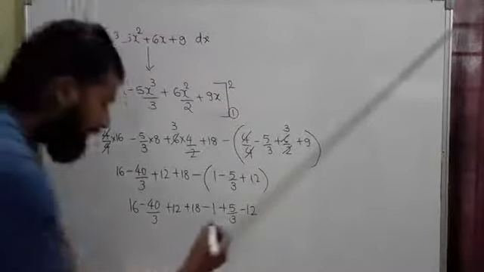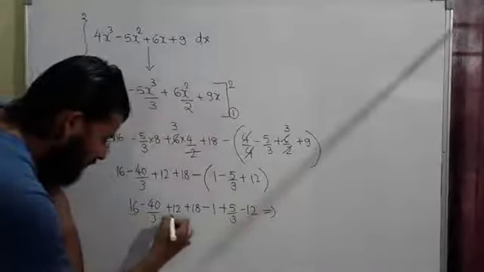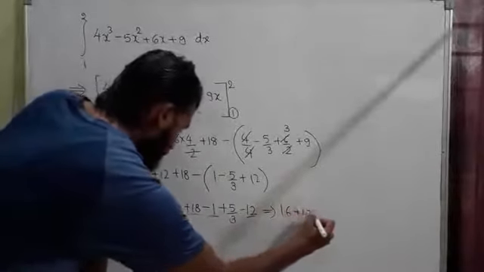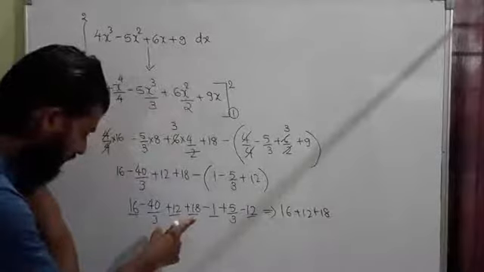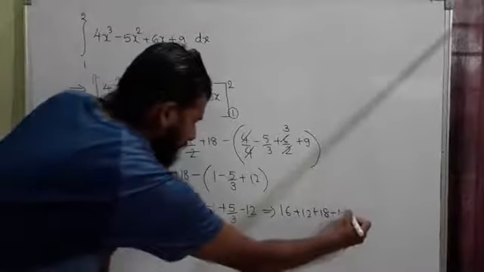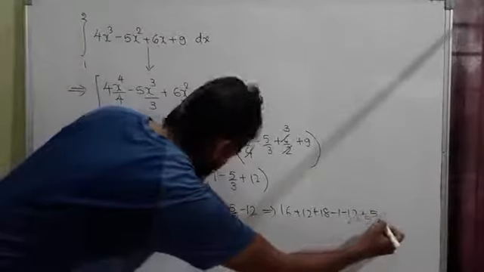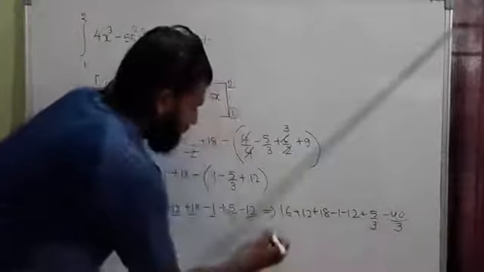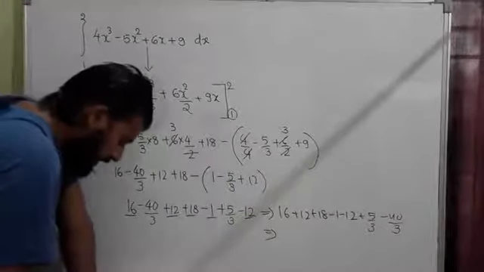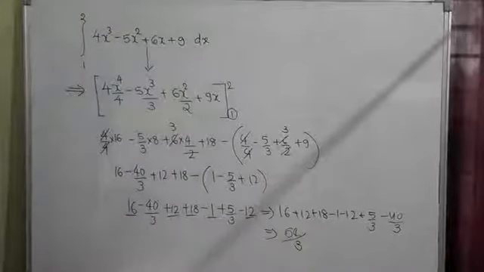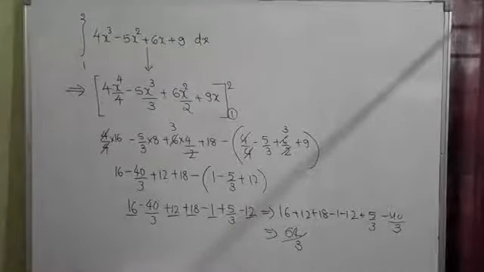What you do is, first take all integers on one side: 16, 12, 18, minus 1, minus 12. So 16 plus 12 plus 18, then minus 1 minus 12, then take the fractions: plus 5/3 and minus 40/3. If you simplify all these things, you will be getting the answer as 64/3. So you have to try it by yourself. Definitely you will get it, no doubt about it, if you know the basics of LCM and all. Pause the video and solve it.